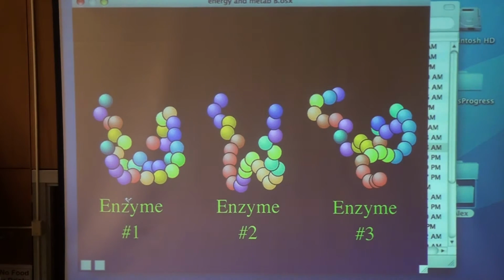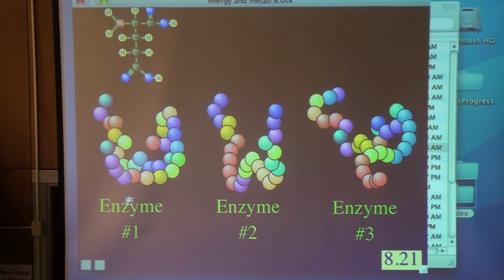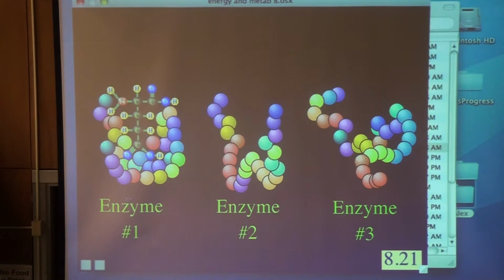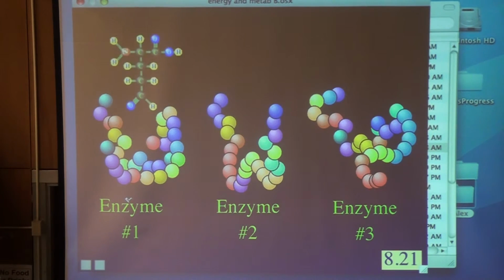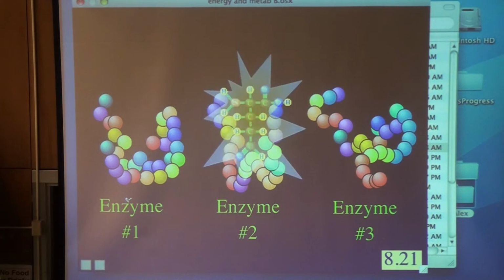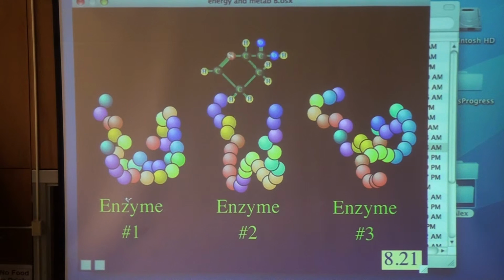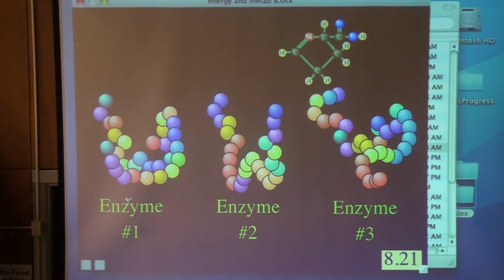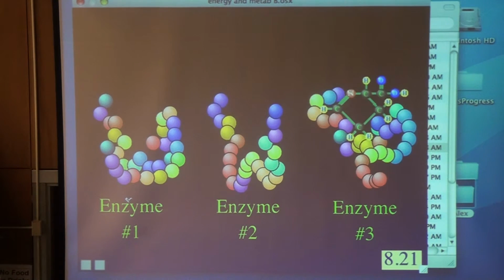When I showed you the metabolic pathway a while ago, I used this as an example. Remember, first enzyme, second enzyme, third enzyme. And we said that this was the substrate molecule and that each enzyme made a small change to the substrate molecule until you finally reach the end product of the metabolic pathway, like this.